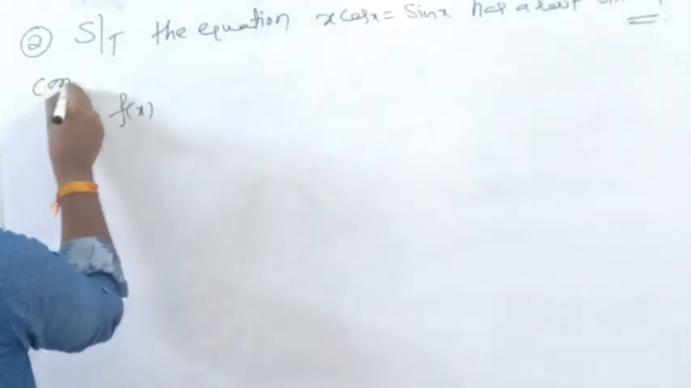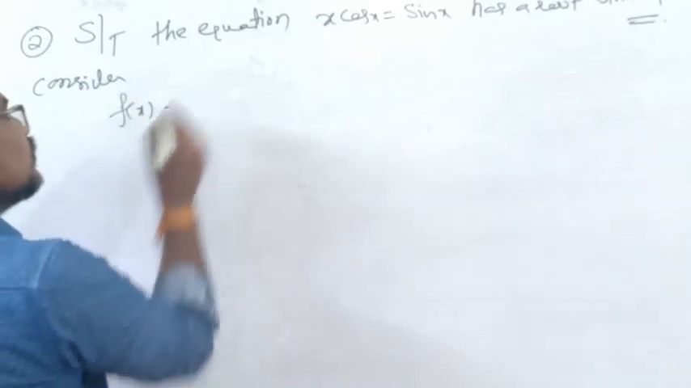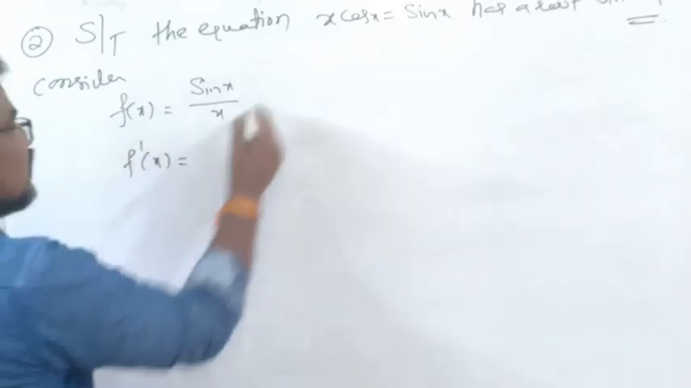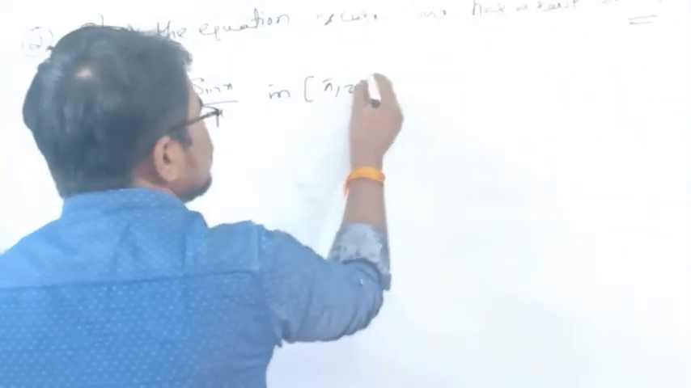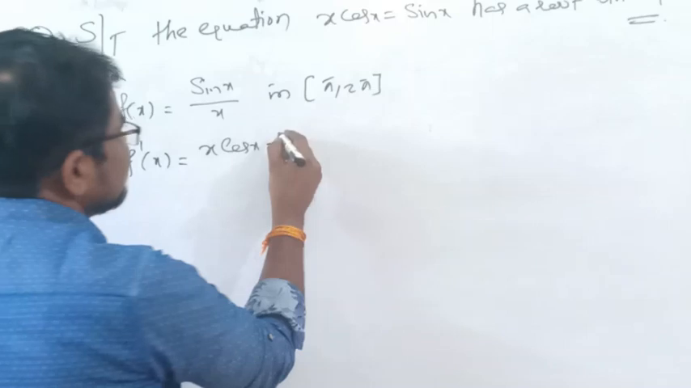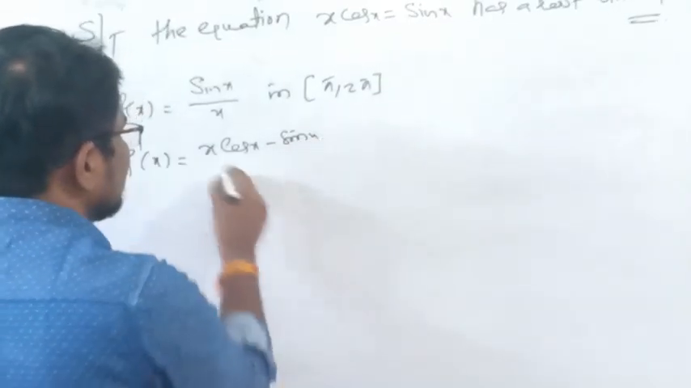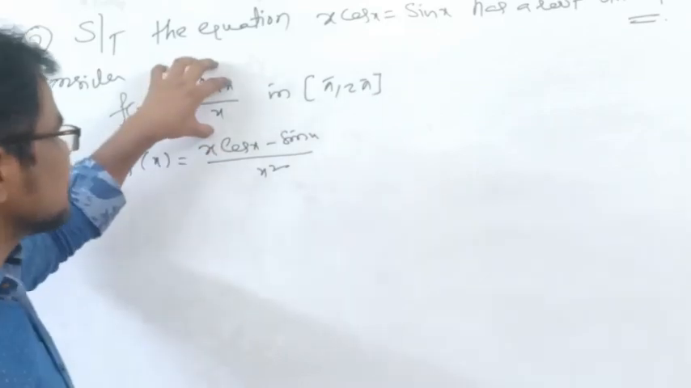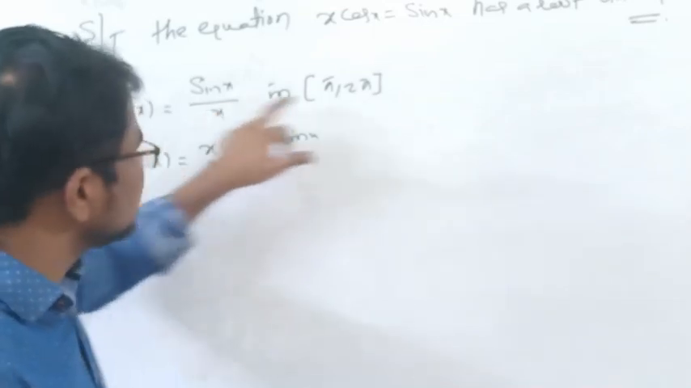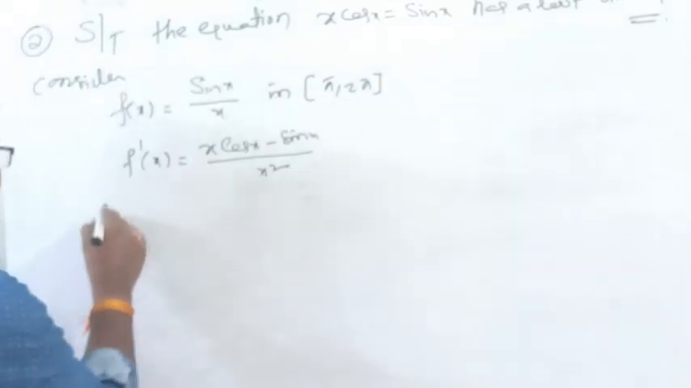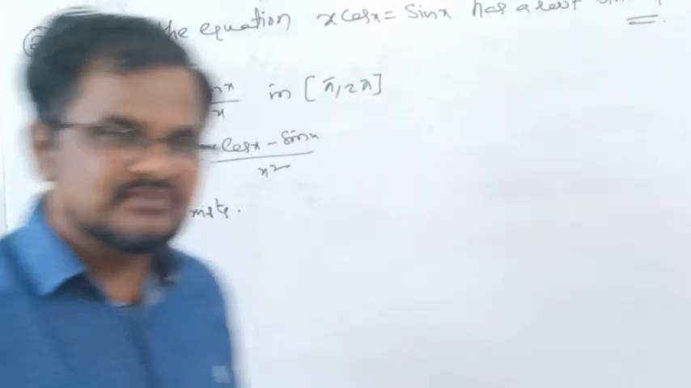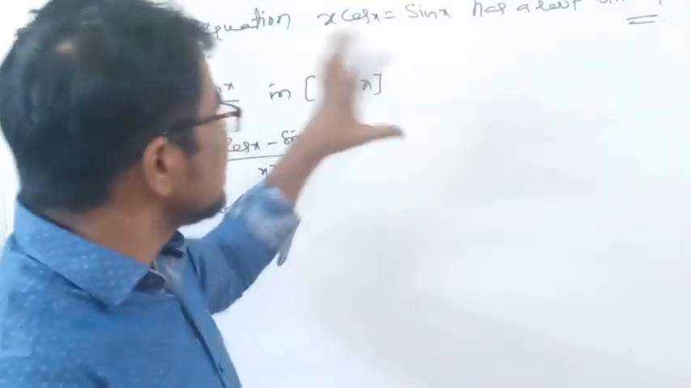Consider the function f of x equal to sin x by x, in the interval pi to 2 pi. Do the differentiation: f dash x equal to x into cos x minus sin x into 1, divided by x square. Does this function exist in this interval or not? Because there is no 0 in this interval, x not equal to 0, so f dash x exists. F dash x exists means f of x is differentiable in the given interval.